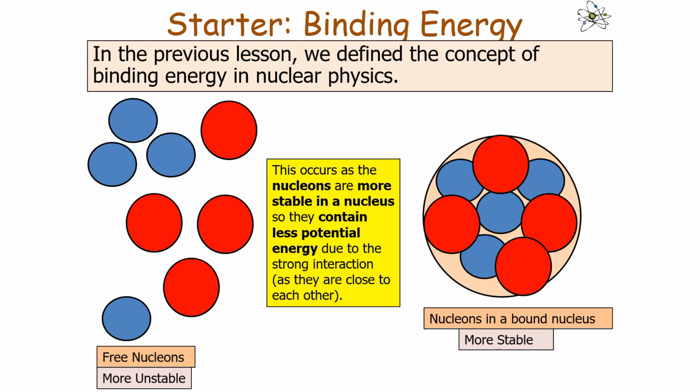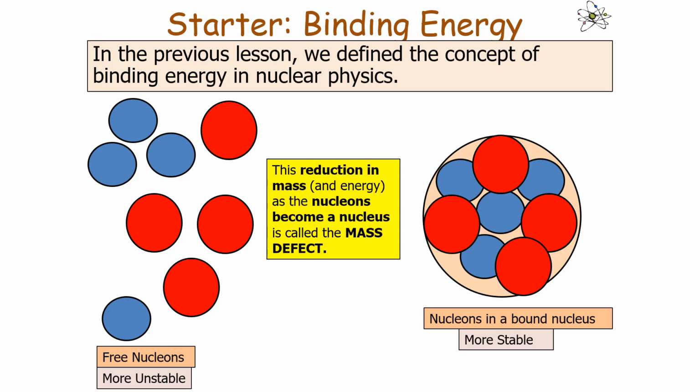Now this occurs as the nucleons are more stable in a nucleus, so they contain less potential energy due to the strong interaction attracting those particles together because they're close to each other. They're within the range of the strong interaction. This reduction in mass and therefore energy as the nucleons turn into a nucleus is called the mass defect.